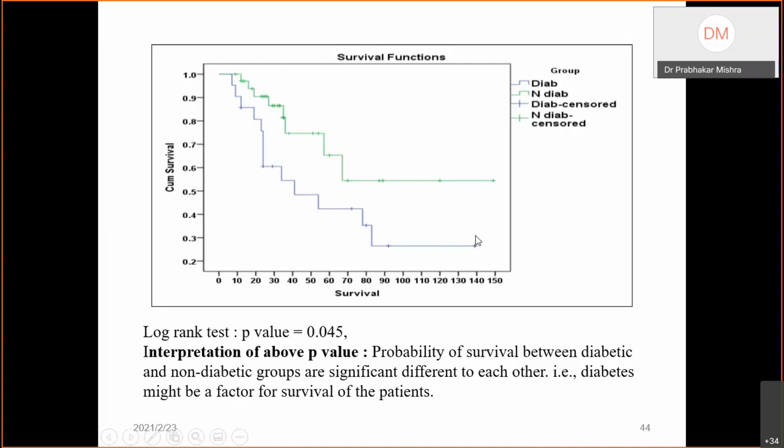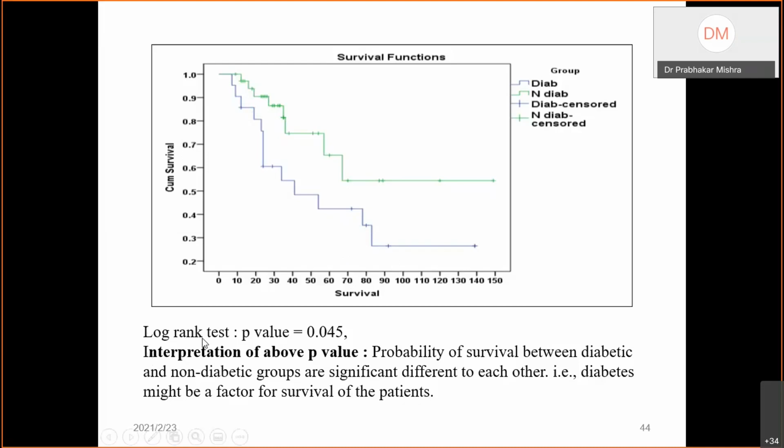The reason is that in the non-diabetic person, no mortality or no casualty was reported after the 70 month, around 68-69 month. Similarly, in the diabetic group, no mortality was reported after 82-83 month. So if no mortality is reported, it means the remaining patients' survival probability remains the same up to the end.